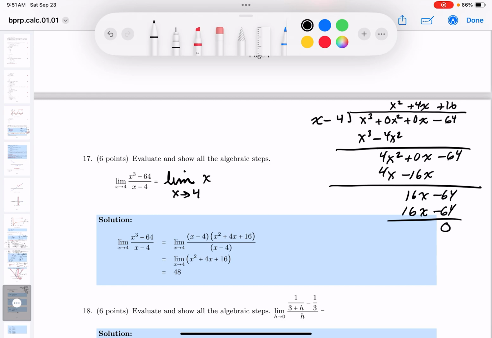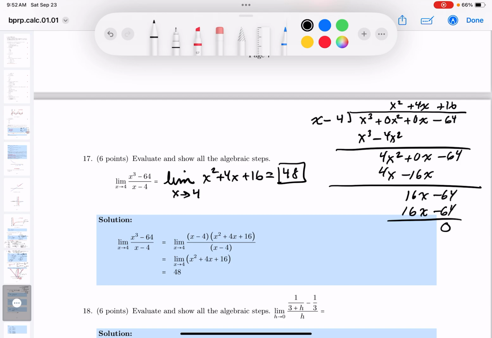I'd have this limit. Same exact problem. I can use the limit laws now by just simply plugging in. And what do you get? 16, 16, 16. Because 4 squared is 16, 4 times 4 is 16, and that constant 16. 3 16s is worth 48. All right, that's one way to do it.